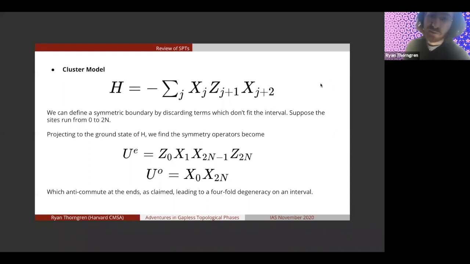So here is an example where I study it on an interval. Of course, there are many ways to end the system, but one very simple way is to just keep only the Hamiltonian terms that fit on the interval. And now these terms are small enough that we don't get some huge degeneracy by doing this. So let's say that the sites run from 0 to 2n, so it goes from an even site to an even site. If we project to the ground state of H, we can see what the symmetry operators do.